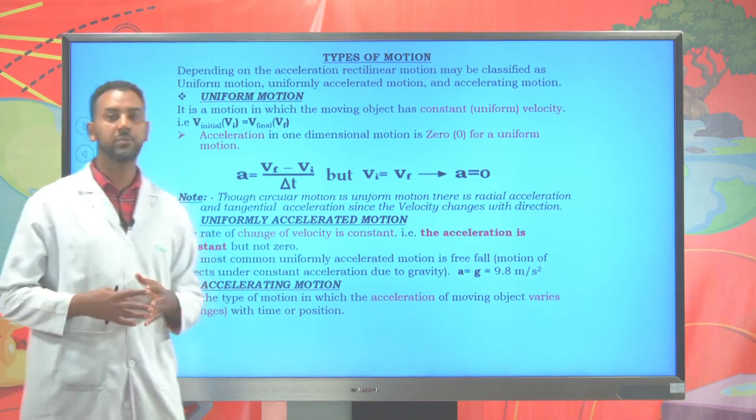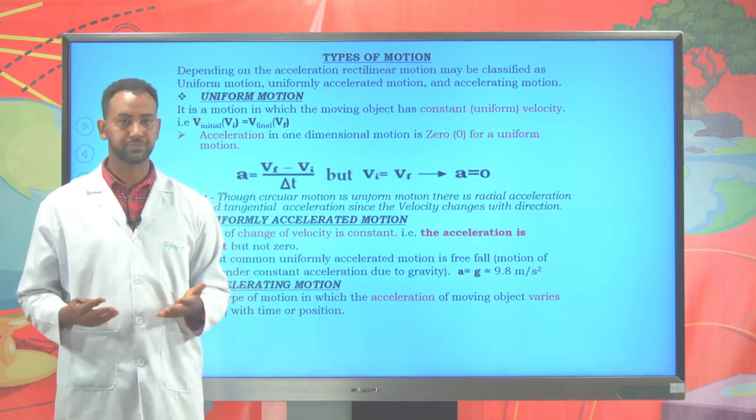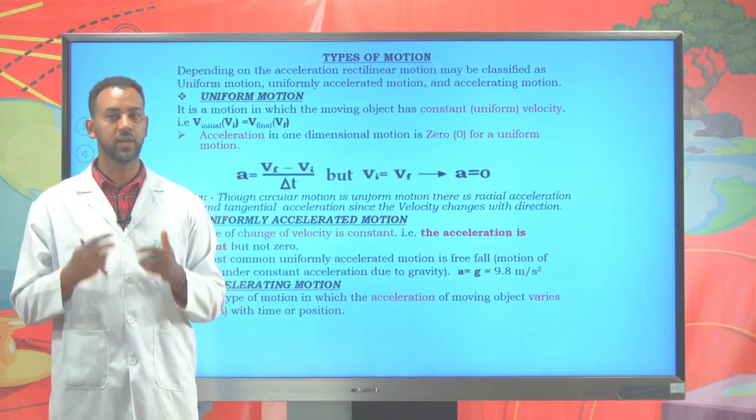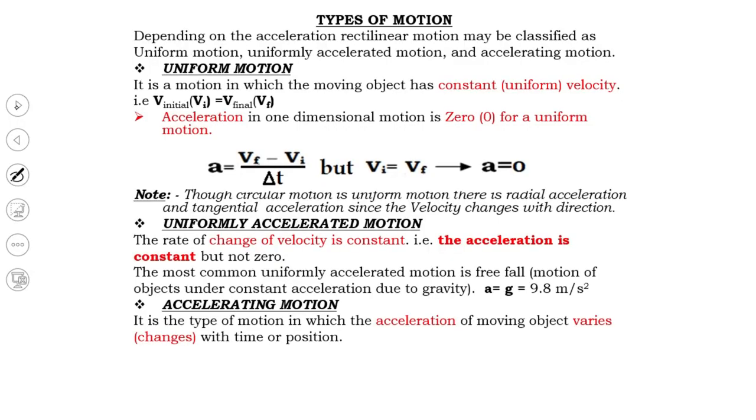Now, let's look at the types of motion. Depending on acceleration, we have 3 types of motion on a given rectilinear motion, or motion along a straight line. What are they? These are uniform motion, uniformly accelerated motion, and accelerating motion. The parameter is acceleration. For a uniform motion, the acceleration of that body is 0.